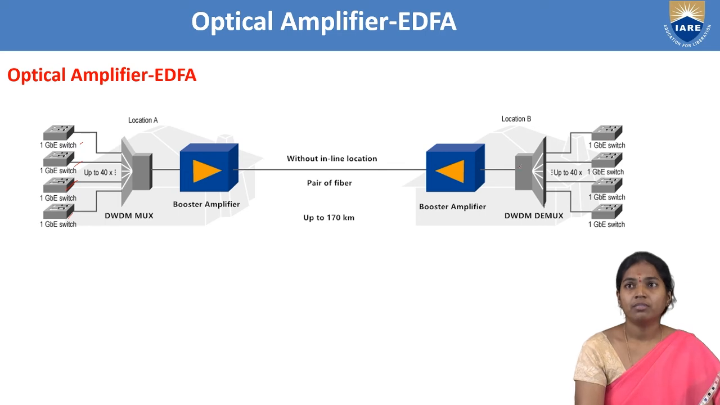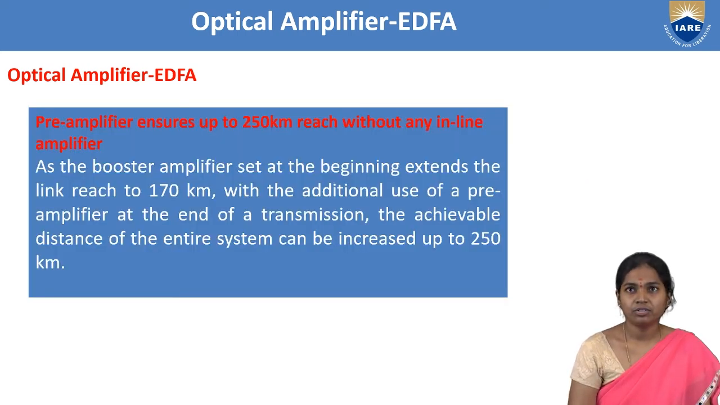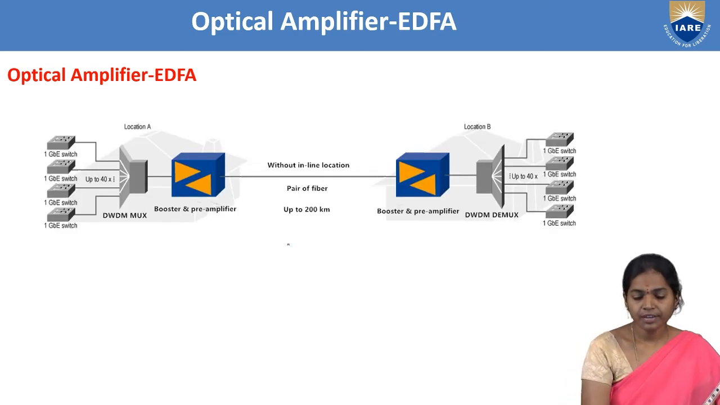In this, with the use of the demultiplexer, we again split the signals, so 40 channels into one. Here we are receiving the 40 channels again. And a preamplifier ensures up to 250 kilometers reach without any inline amplifier. So as the booster amplifier set at the beginning extends the link reach up to 170 kilometers, with the additional use of a preamplifier at the end of transmission, the achievable distance can be increased up to 250 kilometers. So here 200 kilometers.